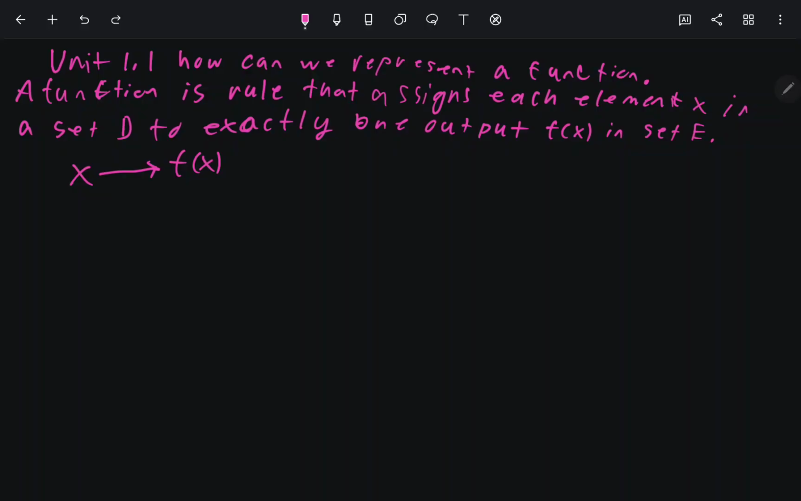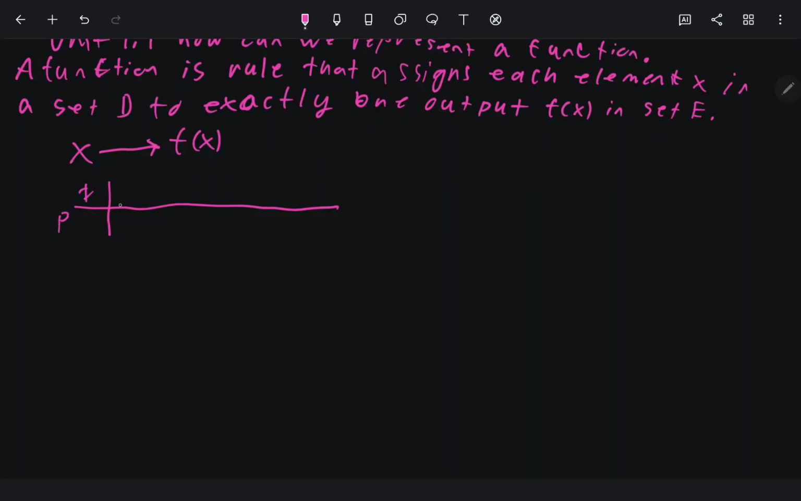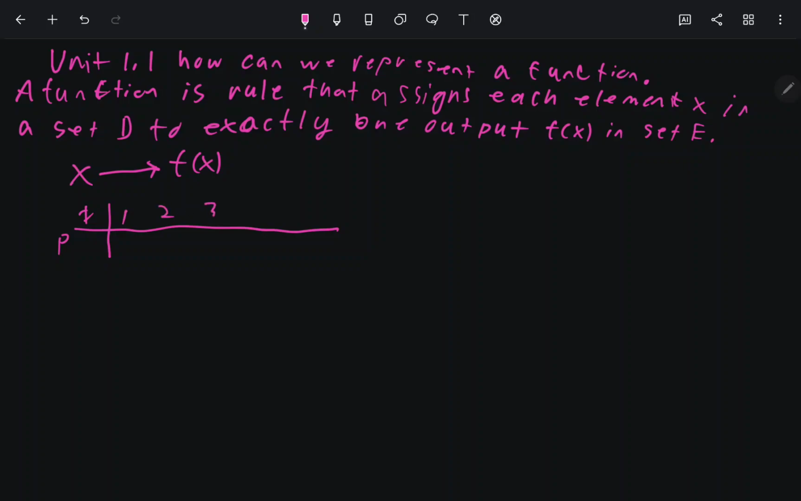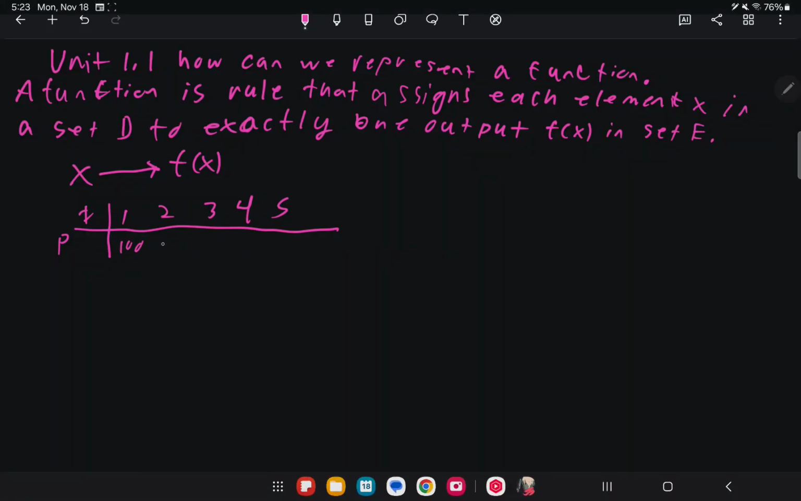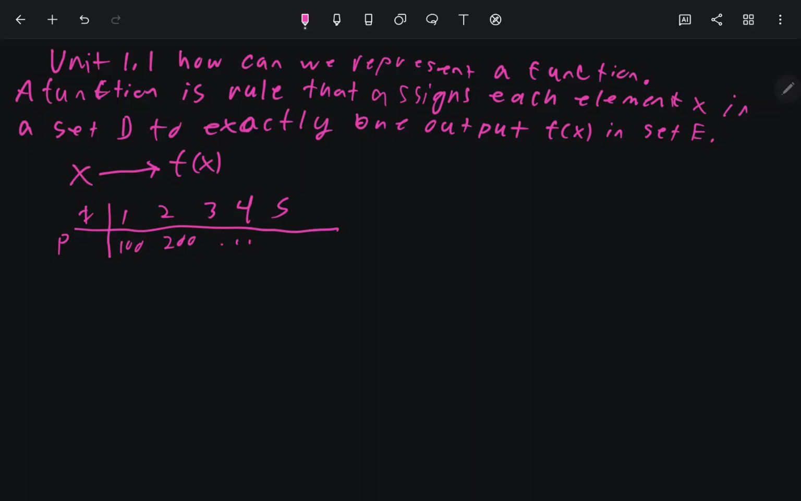So there are several ways we can represent functions. We can represent them as a table of values. For example, we can call this time, and we could call this population. And we could call this time 1, time 2, time 3, 4, time 5. And we could track the population. Let's say it's 100, 200, and so on. This is one way that we can represent a function.